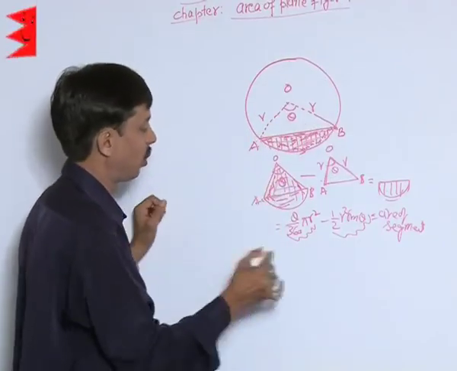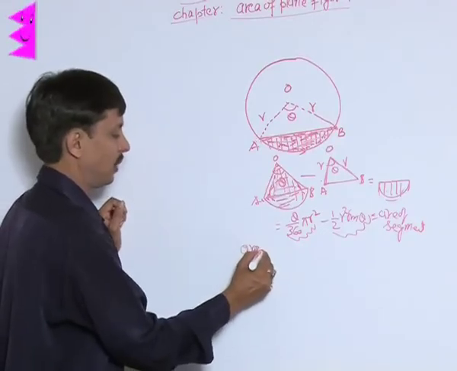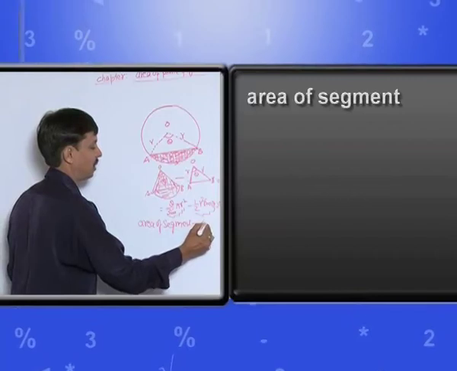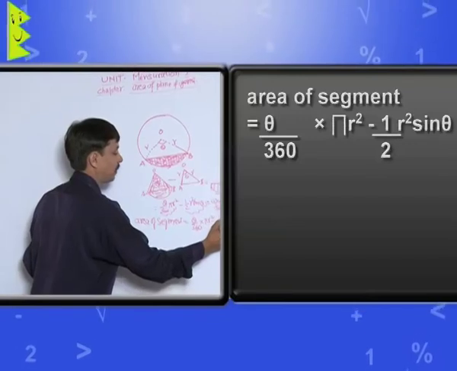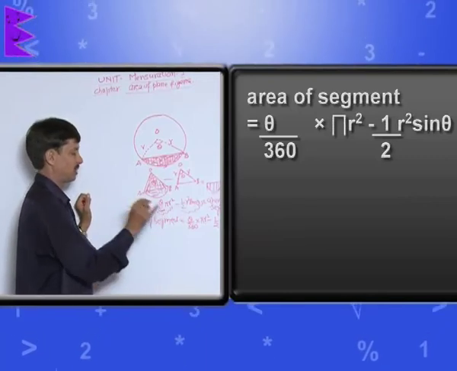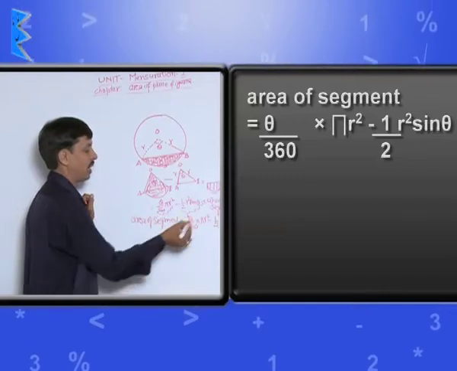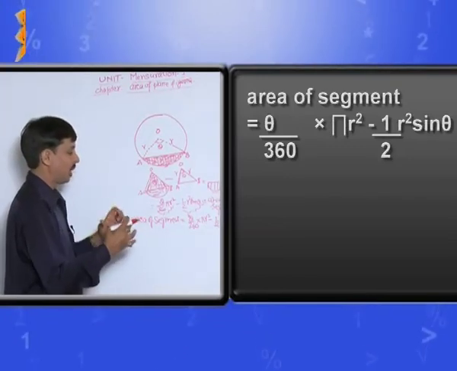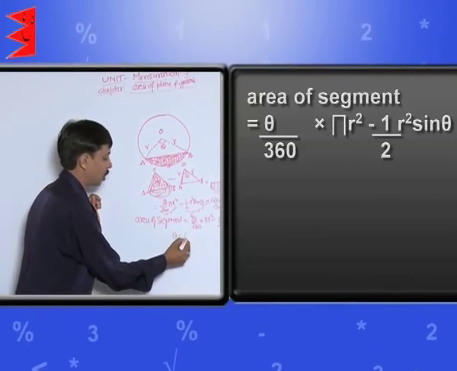So in totality, what you can say about the area of a minor segment is that the area of the minor segment or segment can be calculated by using the formula theta upon 360 pi r square minus half r square sine theta, where r is the radius of the circle where the segment is formed, theta is the degree measure of the corresponding minor arc or major arc, and sine theta you can calculate from trigonometry.